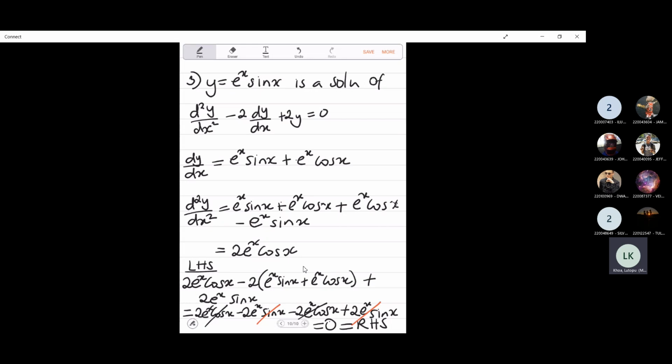Okay, so in the test, that is exactly what I want to see. Just substituting, work out your first derivative, second derivative, substitute, and then show that the answer is the same as on the other side.